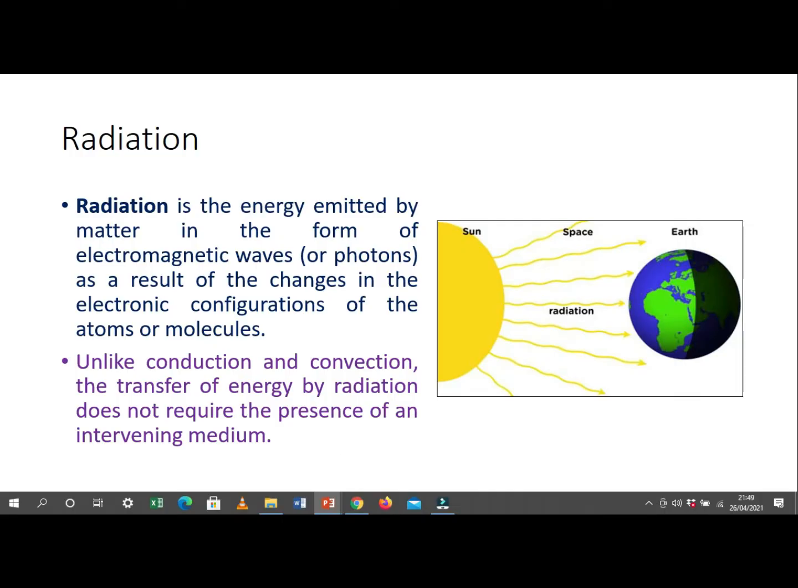Welcome to another class of process heat transfer. In this lecture I will talk about the third mode of heat transfer, that is known as radiation.